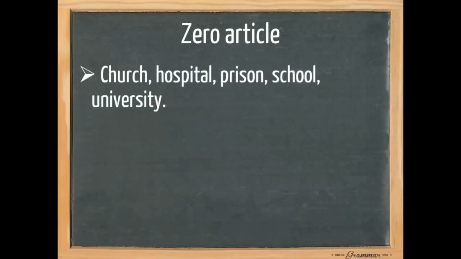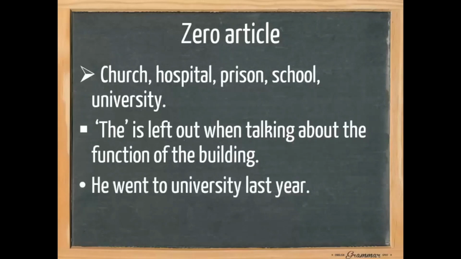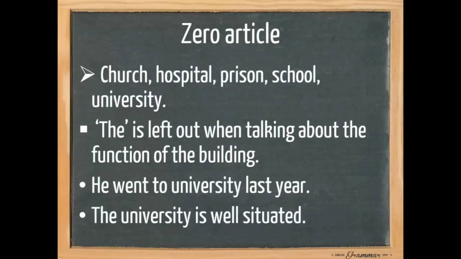We also do not use an article when talking about church, hospital, prison, school and university in general. The is left out only when we talk about the function of the building. For instance, he went to university last year, so here we do not have a particular university in mind. Whereas the university is well situated, this is about a particular university, for instance, Oxford, Cambridge, Harvard, Yale.